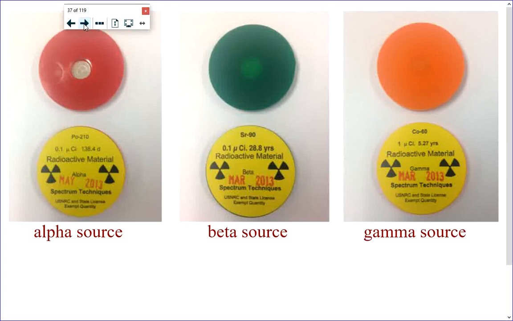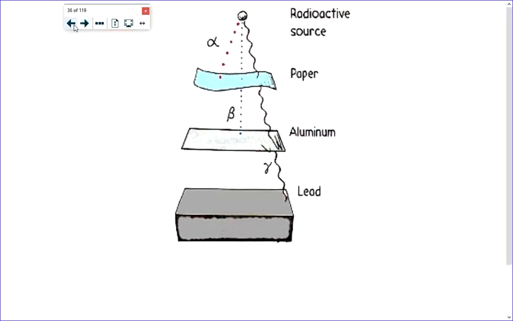In order to stop beta radiation, you need a relatively, not dense, but you need some metal. I've got here maybe a centimeter of aluminum. If I hold this about a centimeter away and then slide this in between, it's pretty much damping out the radiation. So it's becoming harder to stop, which means beta radiation has more penetrability than alpha radiation.